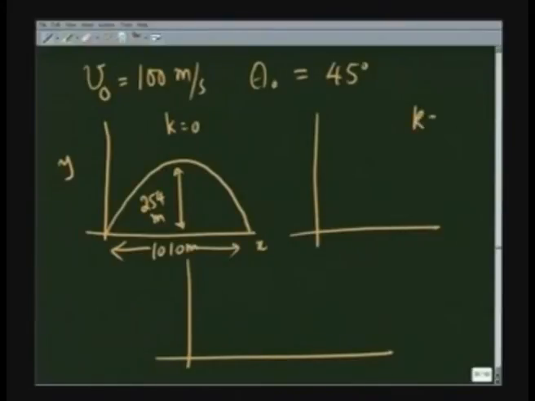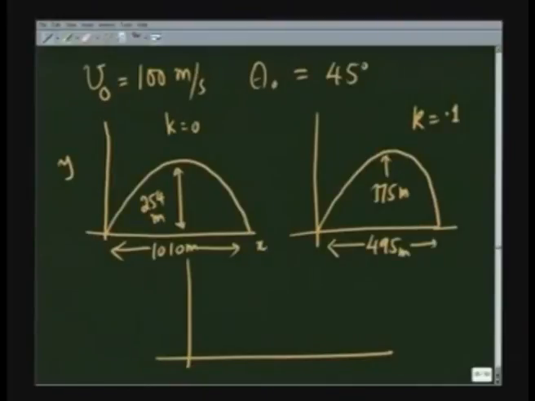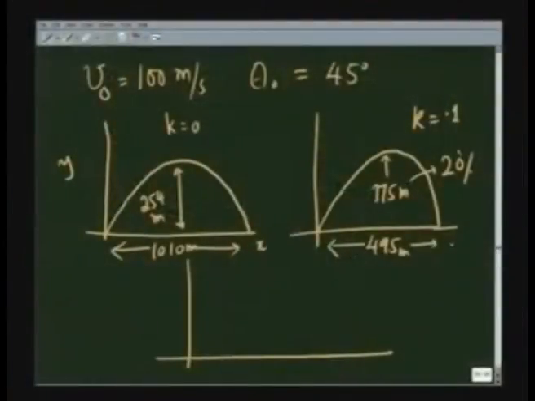Now I take k to be 0.1. The trajectory changes slightly. It comes down, but not as a parabola, but something like this. Its height now reduces to 175 meters and the range comes out to be 495 meters. Notice that the reduction in height is about 30%, whereas the range has gone down by about 50%.